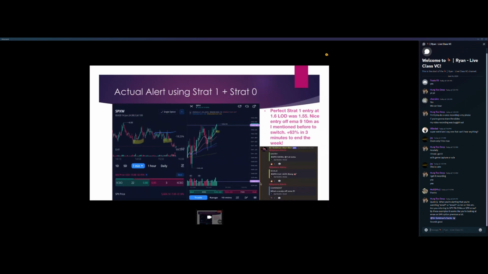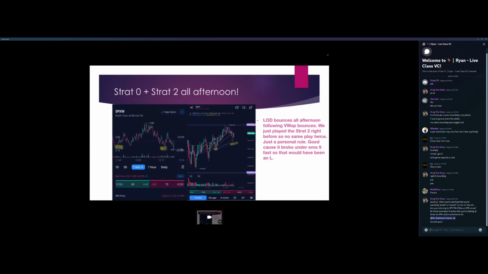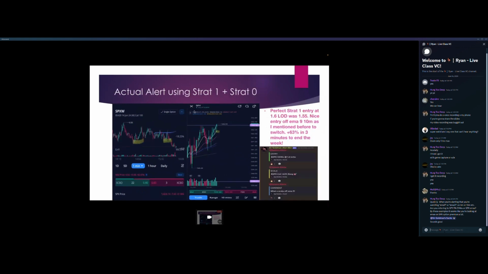Here's another actual trade I made on Friday using strat 1, low of day, and then strat 0. So that's why I meant to say strat 0 plus strat 1, not 2, all afternoon. Perfect strat 1 entry at 1.6. The lower day was 1.55. That's why I did 1.6. This is 1.55 right here, this little wick, and this is where we entered for 1.6 right here.